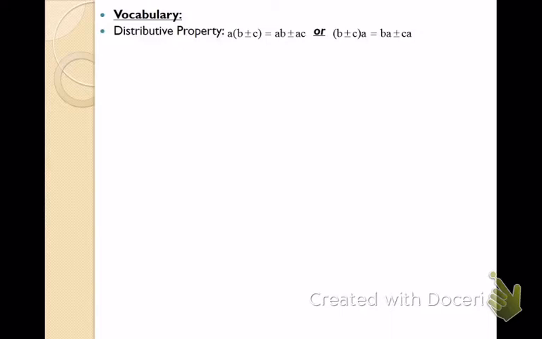Some more vocabulary for you. The distributive property. The distributive property says that if we have a number sitting outside of a set of parentheses, then we can distribute that to the numbers inside. So A times the quantity B plus C is just A times B plus A times C, or A times B minus A times C. And all this is saying is it doesn't matter if the A is in the front or in the back, we're still going to distribute.